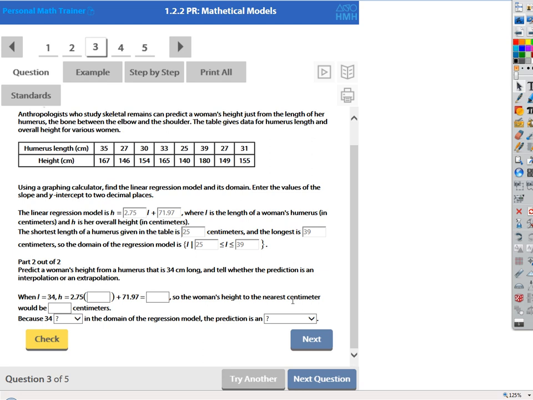So now they want to know when L equals 34. So we're looking at a 34 centimeter humerus. They want us to predict the height, right? So we're just going to plug that into our function. So we get 34. What's the answer? 165.47. Okay. So that's the answer we get.